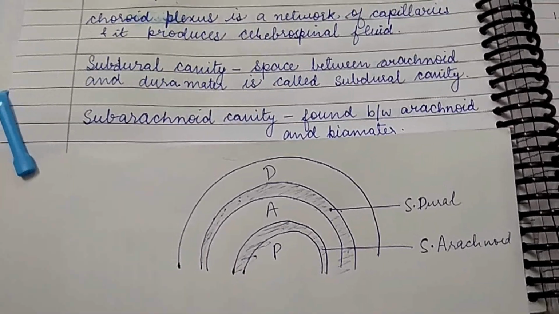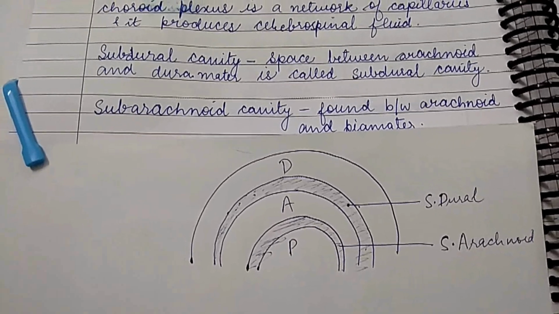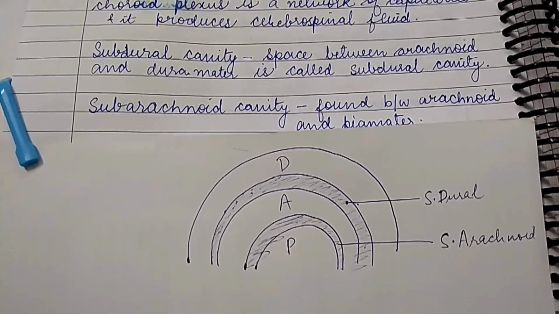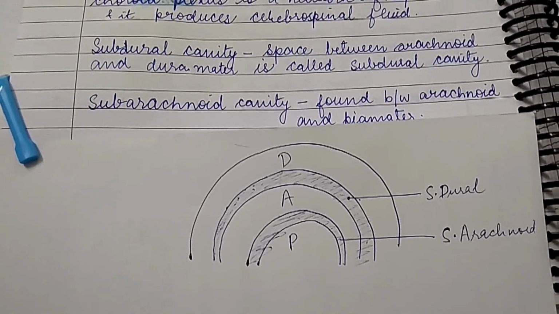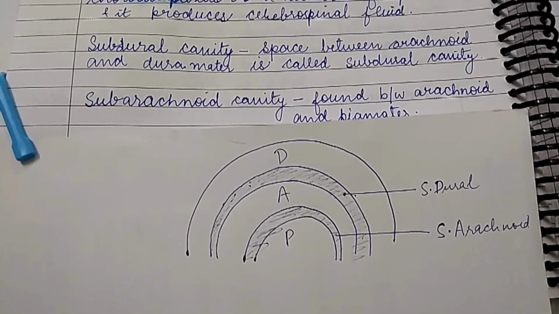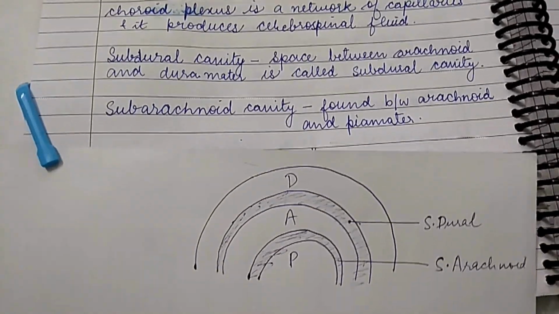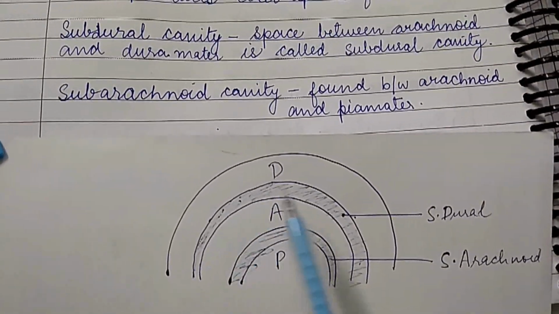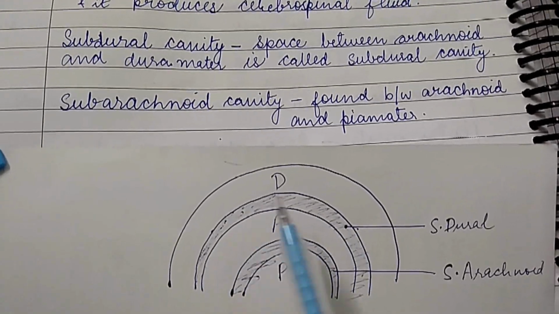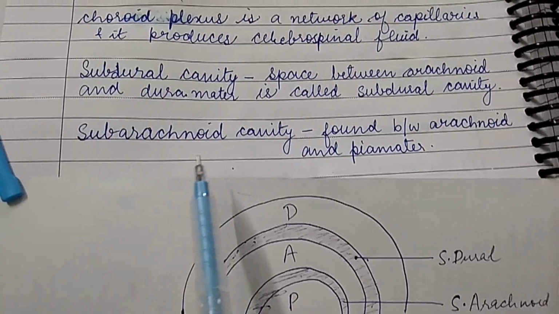Now let's come to spaces in brain or cavities in brain. There are two cavities, subdural cavity and subarachnoid cavity. Subdural cavity is the space between arachnoid and dura mater, and subarachnoid cavity is the cavity between arachnoid and pia mater. So the word sub means below. So below dura mater. You can see in the diagram the shaded portion. This is subdural cavity. And subarachnoid, that means below arachnoid.